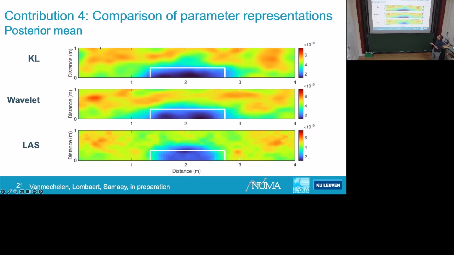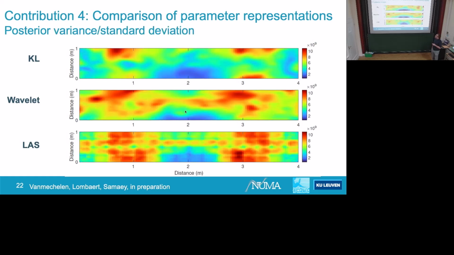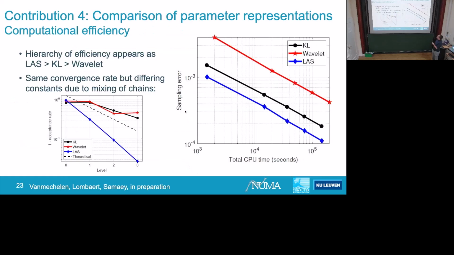What you see is if you estimate the posterior mean after doing the multi-level Markov chain Monte Carlo in each of these 3 bases, you get different posterior means, but similar accuracy, I would say. The thing you see here is that with LAS, you do get this localization a bit more than with the others, but I wouldn't say it's dramatically different. The question is, what about cost? And standard deviation also reasonably similar, slightly more localized for local average subdivision. The interesting part is here, the computational cost.